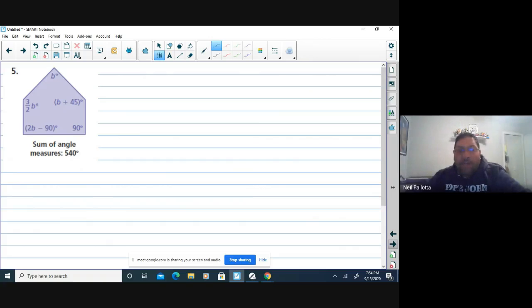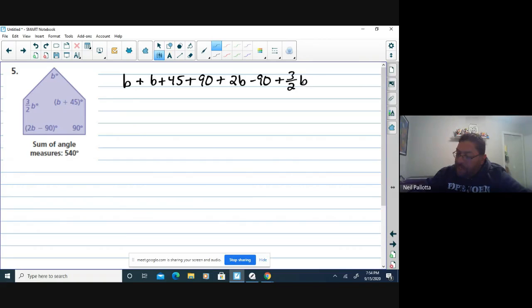Here we get a pentagon, right? A 5-sided figure. But you're told that the sum of the angle measures is 540 degrees. So once again, we want to write an equation that says exactly that. So we start with any of the angles. I'll start with B. Then we add B plus 45. And then we add 90. Then we add another 2B minus 90. And then we add 3/2 B. And that's got to be equal to 540.